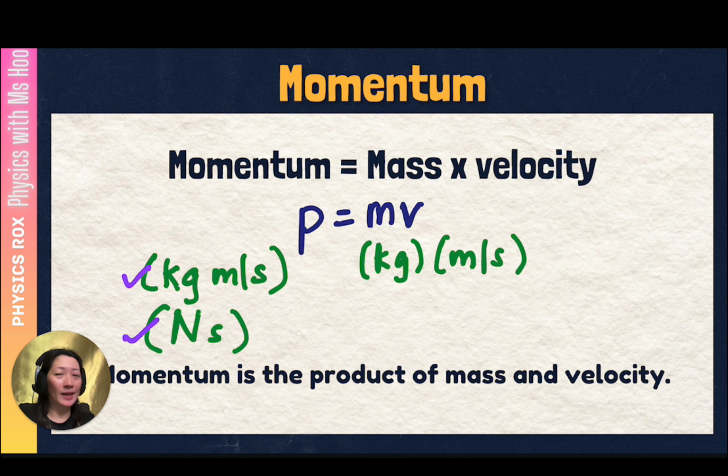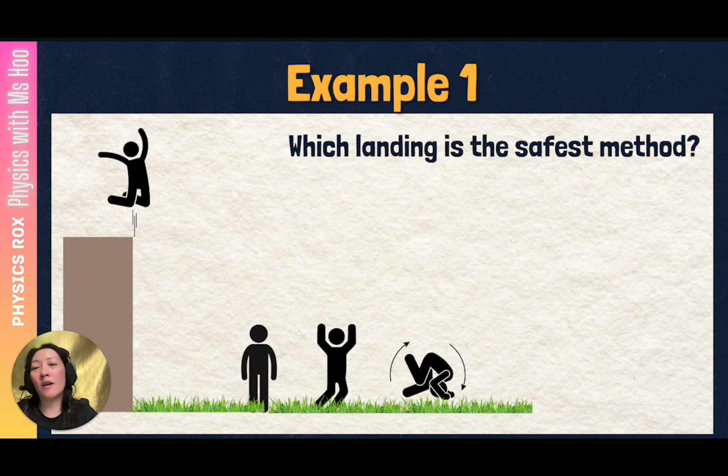Now let's look at some worked examples so that we can understand better about momentum, impulse, and impulsive force. So one of the common examples where we can see impulse and impulsive force in real life is when we jump and we land. So I want you to think about it. Let's say this is you and you're jumping to show off your parkour skills. Woohoo! Now, there are many ways in which we can land. Which landing is the safest method? Would it be to land with straight legs, bent knees, or maybe you want to land and roll?